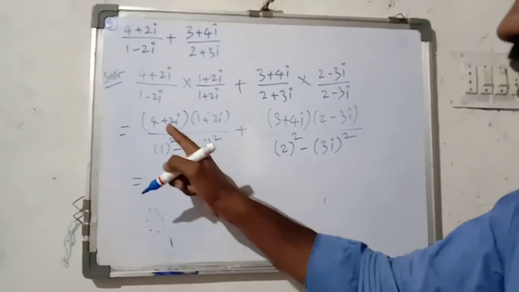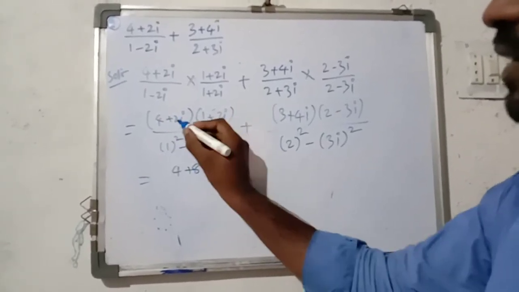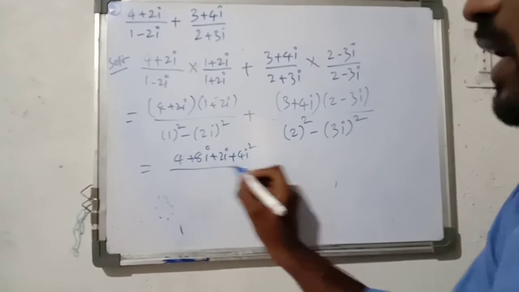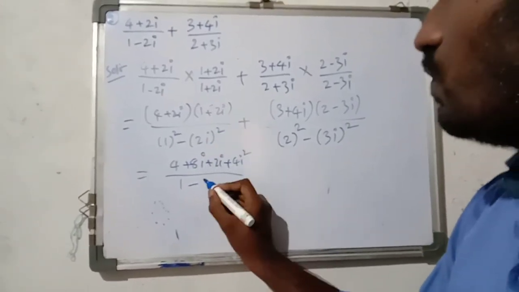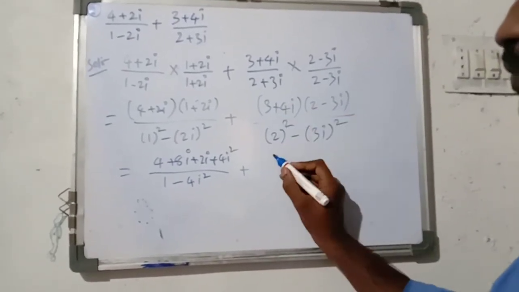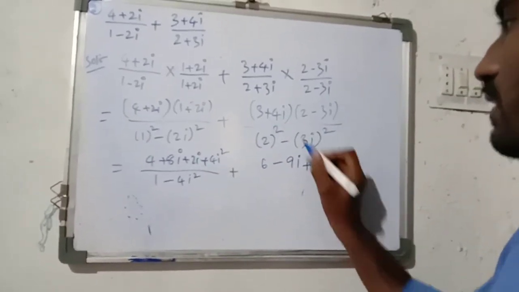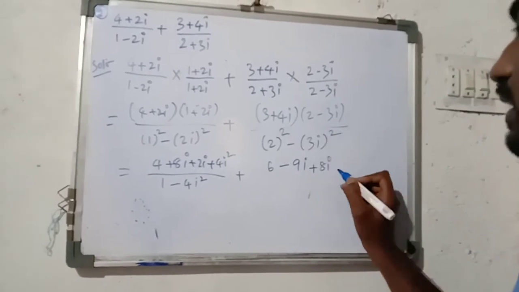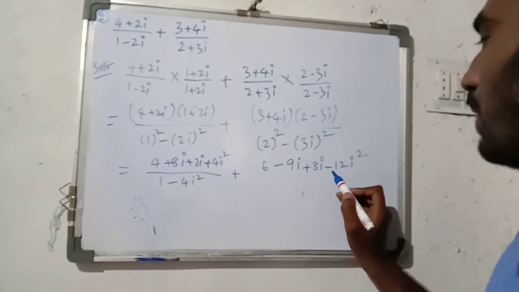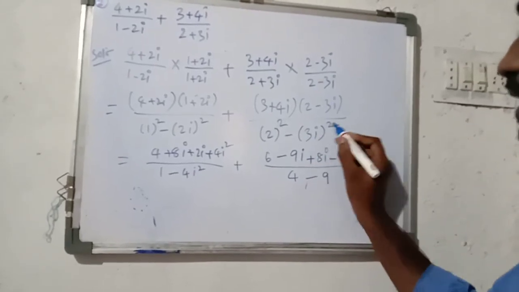So this is equals to, after simplification we will get 4 into 1 is 4, 4 into 2 is 8i, 2i into 1 is 2i, plus 2i into 2i, that is 4i square, by 1 minus 2 square is 4 and i square. Plus 3 into 2 is 6, 3 into 3 is 9, that is minus 9i, plus 4 into 2 is 8i, 4 into 3 is 12 i square. This is minus, plus into minus is minus, minus 12 i square by 2 square is 4 minus 3 square is 9 and i square.